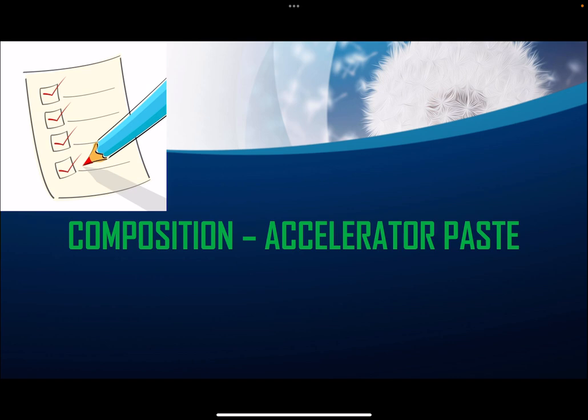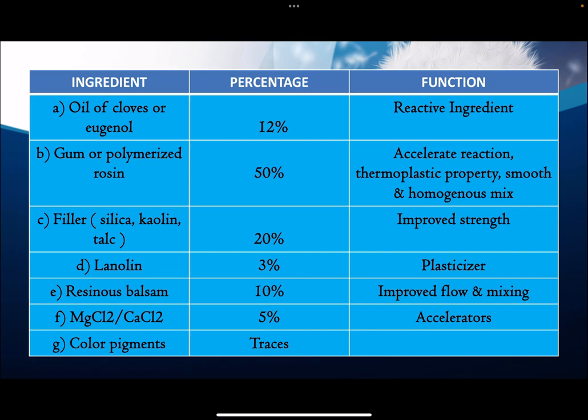Moving on to composition. As I said earlier, it is available in two paste systems: one is base paste and one is accelerator paste. So we are moving on to the composition of accelerator paste. The main or reactive ingredient is oil of cloves or eugenol, which is found in 12%. The major ingredient in terms of volume is gum or polymerized rosin, which is 50%, and it gives the thermoplastic property, accelerates the reaction and gives a smooth and homogeneous mix.